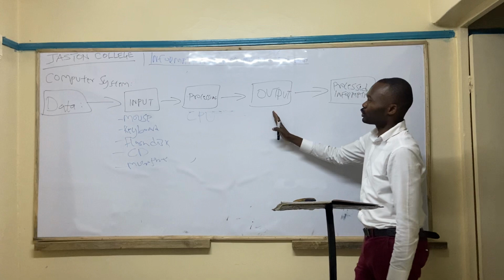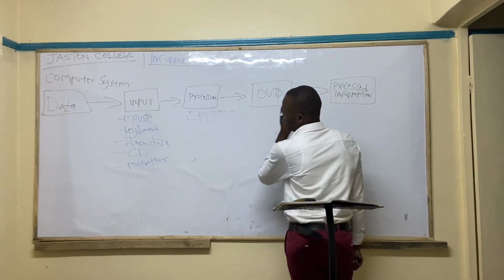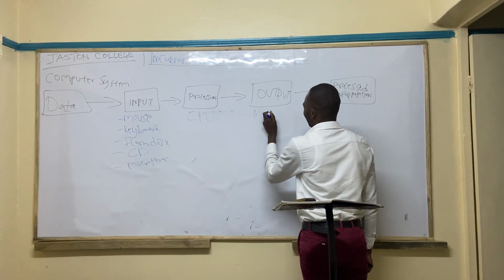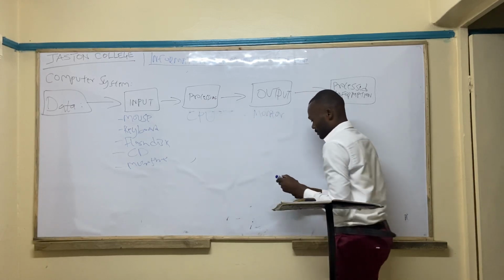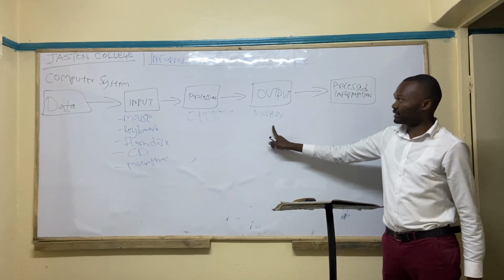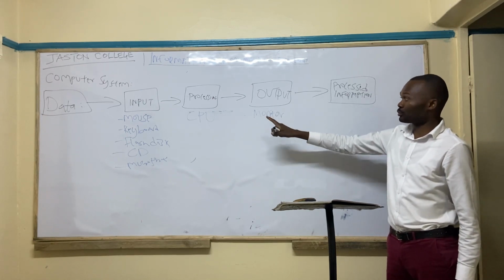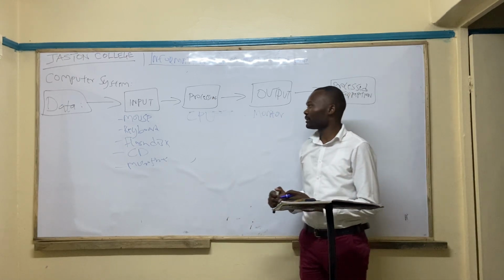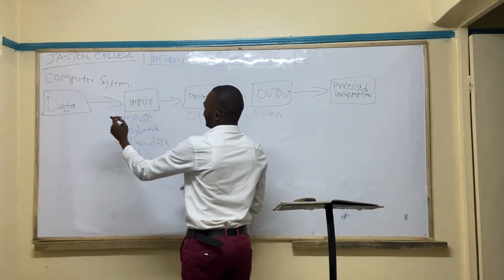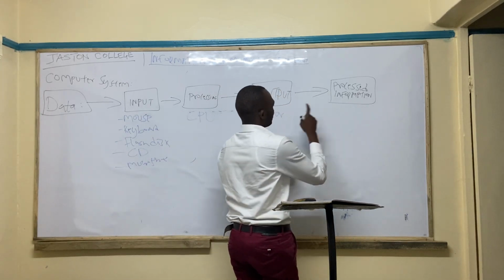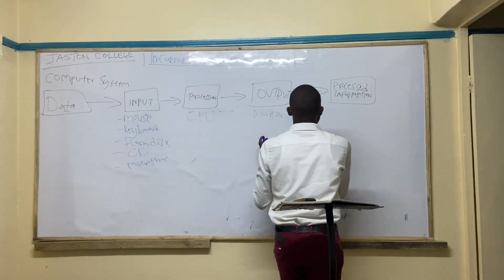Then after that, we have the output. The output here is the monitor. The monitor is what you use to get the output, not processing. So once we have a whole machine system, we have the data we input, and then we have the processing, and then we have the output. After the output, the monitor gives us that.